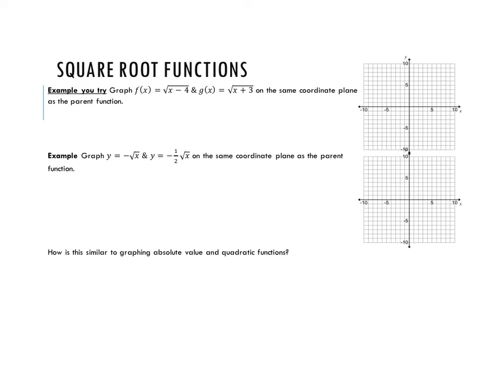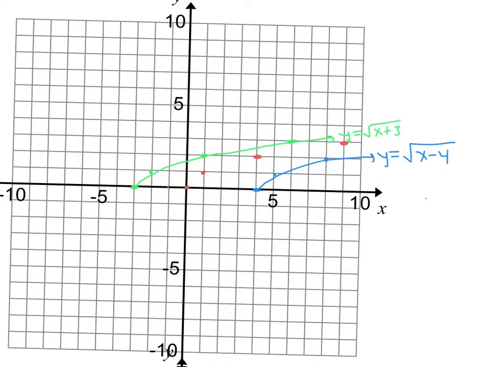Now I want you to take a minute or two and try the next example. Okay, so hopefully you have a graph. The first function, y equals the square root of x minus 4, shifted to the right 4 units, whereas y equals the square root of x plus 3 is shifted left 3. Let's look at another problem.